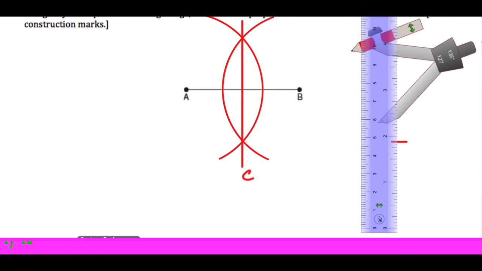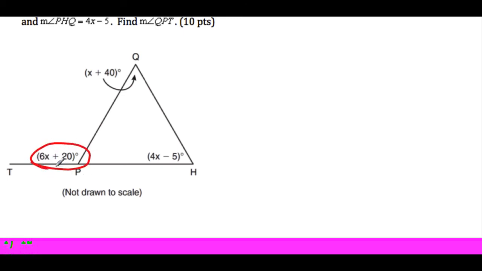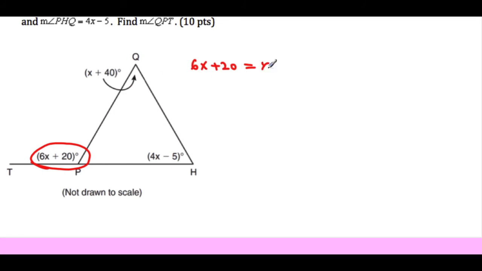All right. Let's look at the next question, number 11. This is another exterior angle question. We have to remember, the measure of the exterior angle is the sum of the two non-adjacent angles. Now, how are we going to write up the equation? We're going to say 6x plus 20 is equal to x plus 40, adding that with 4x minus 5.